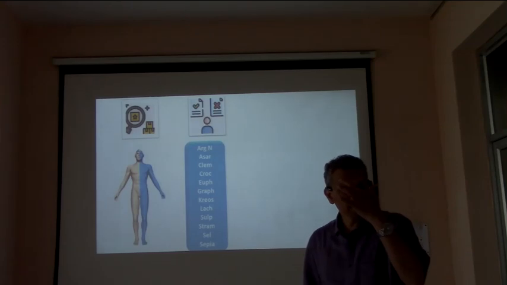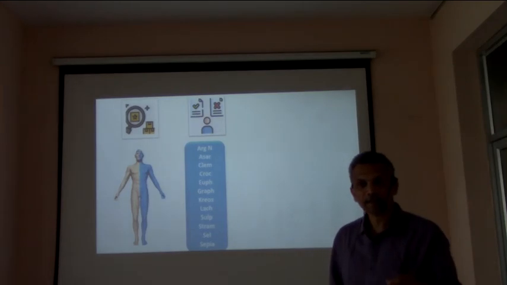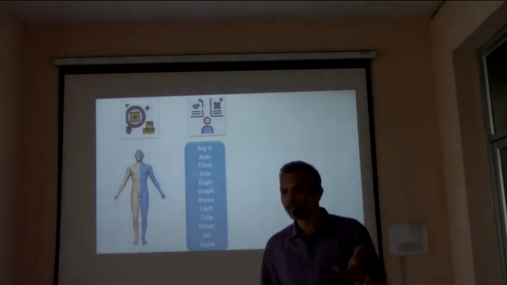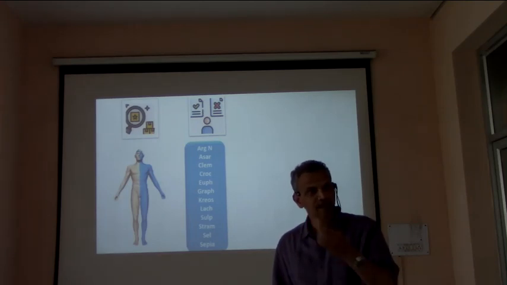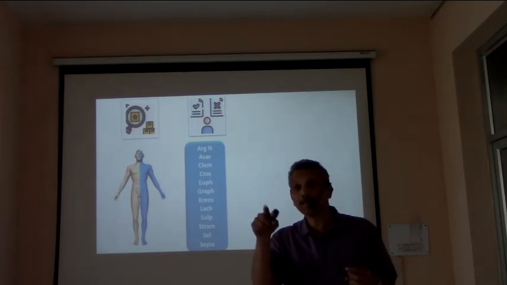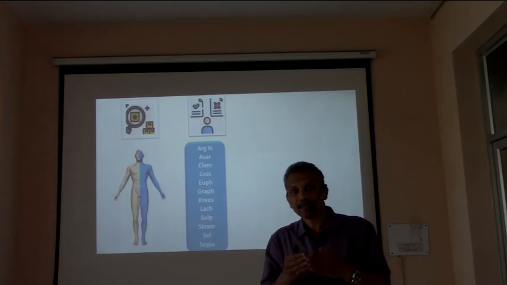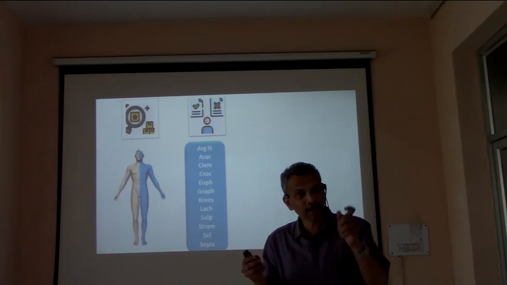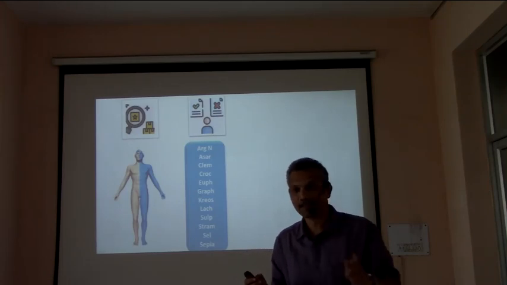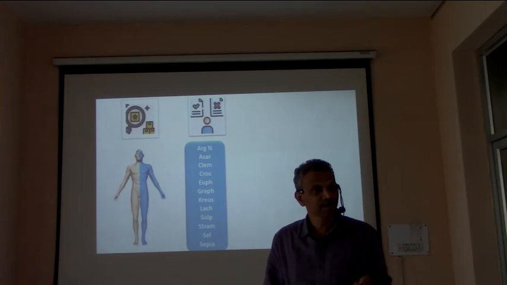even Allium cepa, if you remember. What is the speciality in Allium cepa? It starts on the left side and then goes to the right side. That is where it is compared to Lachesis. But Lachesis is a wider remedy. In Allium cepa, it is limited only to the nostrils. Nasal complaint starts on the left and goes to the right.